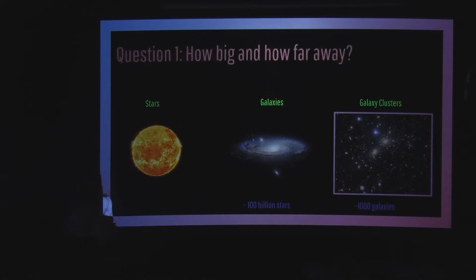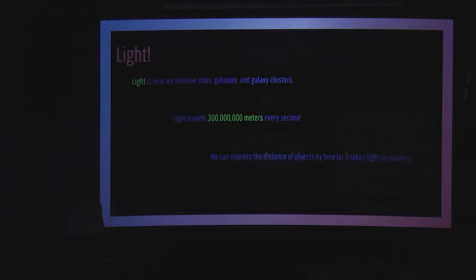But the first question I think we should ask and answer is, how big are these objects and how far away are they? Now we use a handy metric of the speed of light as a measure of the distance between objects, because in space light travels at a very constant speed. That speed is 300 million meters every second. Now that doesn't really mean anything to us in our lives. We don't see things moving that fast. Our eyes can't comprehend that speed.